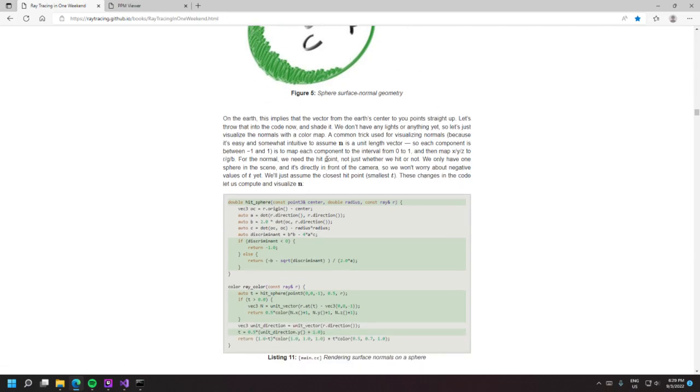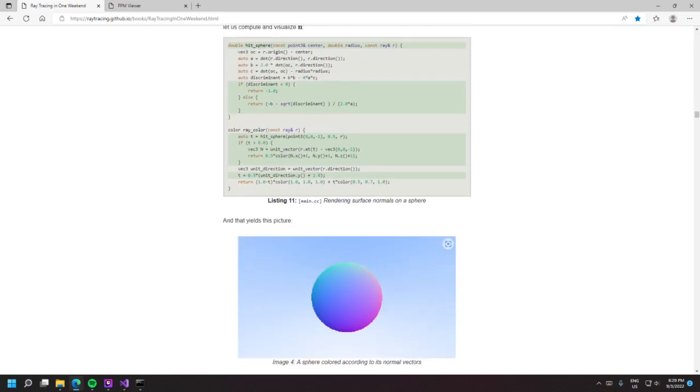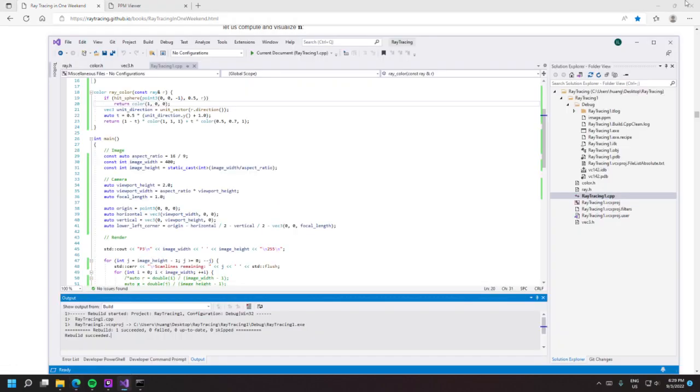Yeah, for the normal we need a hit point, not just whether we hit or not. Well, I think it's very easy to get the hit point because you already have the formula representing the sphere. So okay, that's altering. Wow, the image looks very nice now. I hope we can do that.